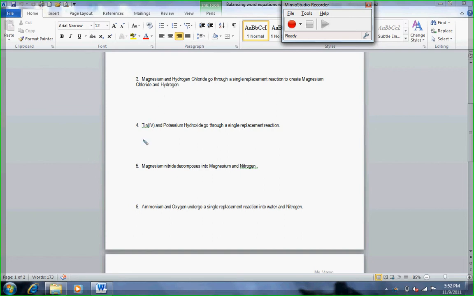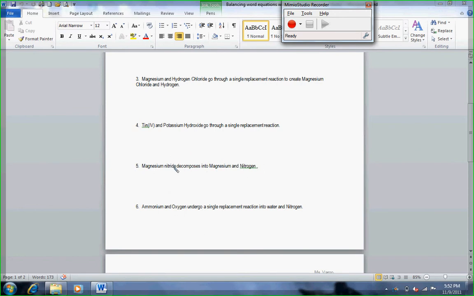Okay everyone, this is the tutorial for balancing equations from written sentences that I promised you, and I'm going to start at the bottom of the page this time, just mix it up a little bit. So, first thing we've got to do, magnesium nitride decomposes into magnesium and nitrogen.